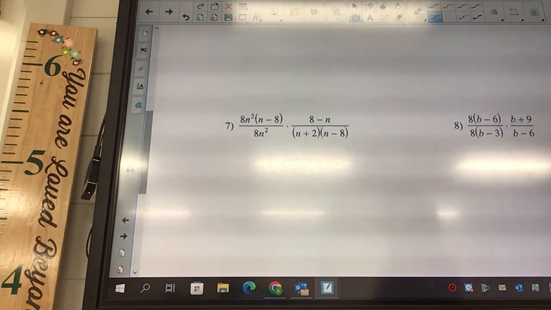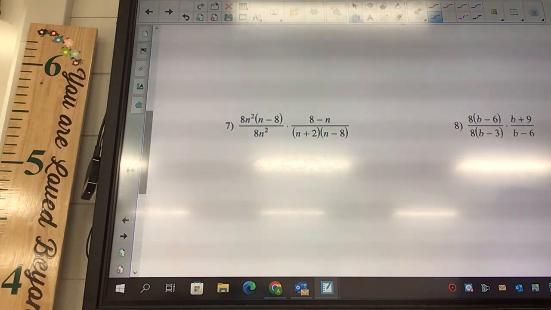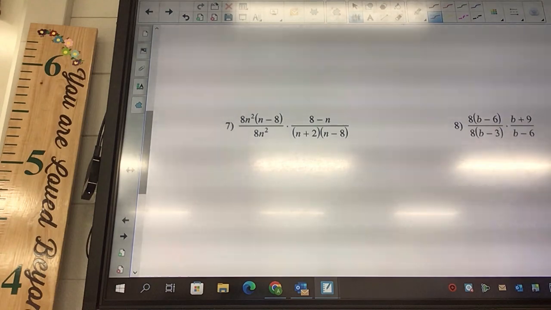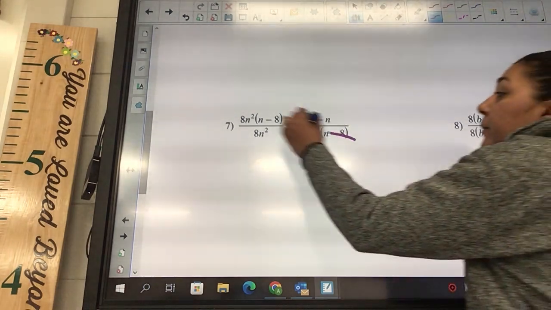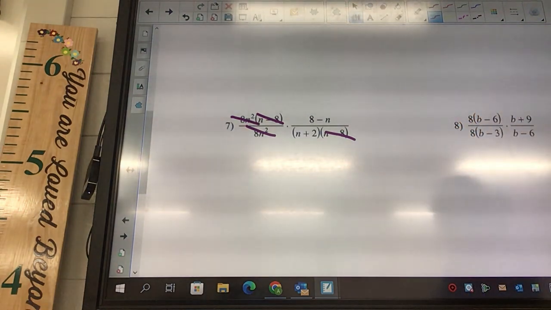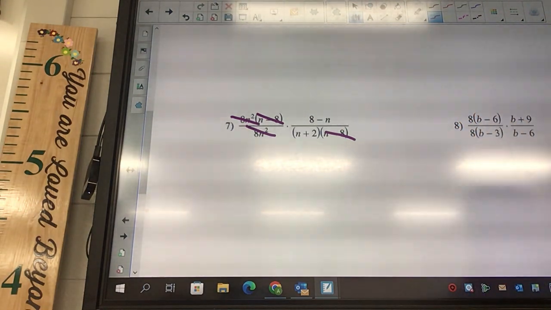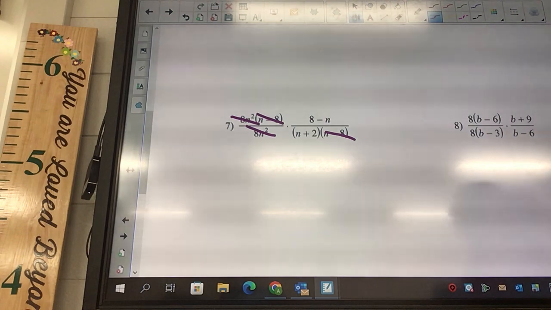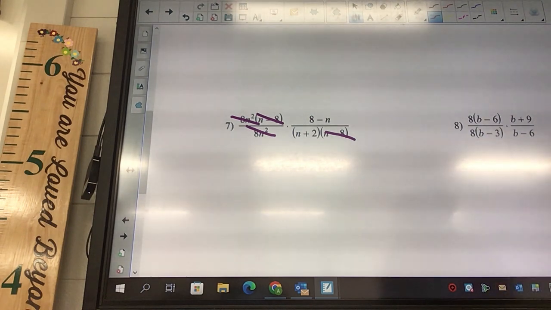Look at 7. Our first step is to cross out. What can we cross out? n minus 8, 8 and 2, 8 and 2, and that's it. Can either of those be factored? Yeah. Okay, so we know that they can be factored.